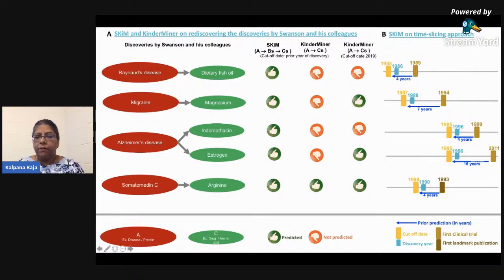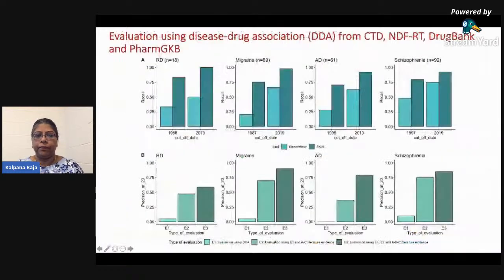Swanson's discovery was first validated in the year 1989. So this was the first clinical trial. This means SKiM is able to find the discovery 4 years prior to the first clinical trial, confirming the usefulness of the drug for the disease. It is the same for the rest of the discoveries as well.